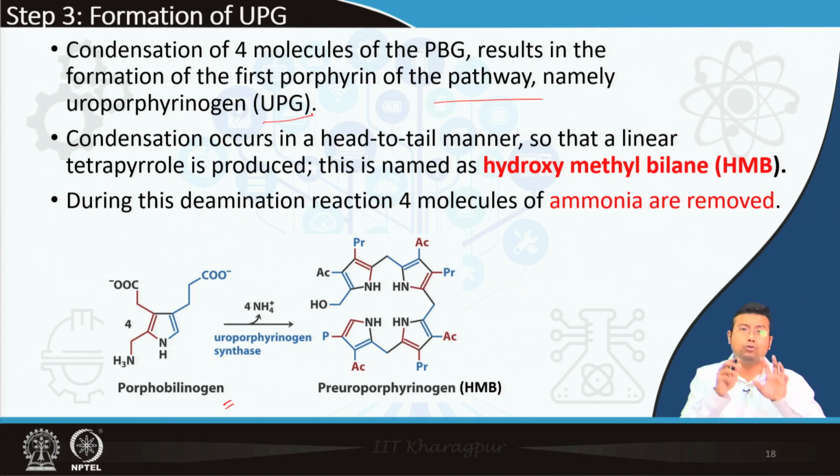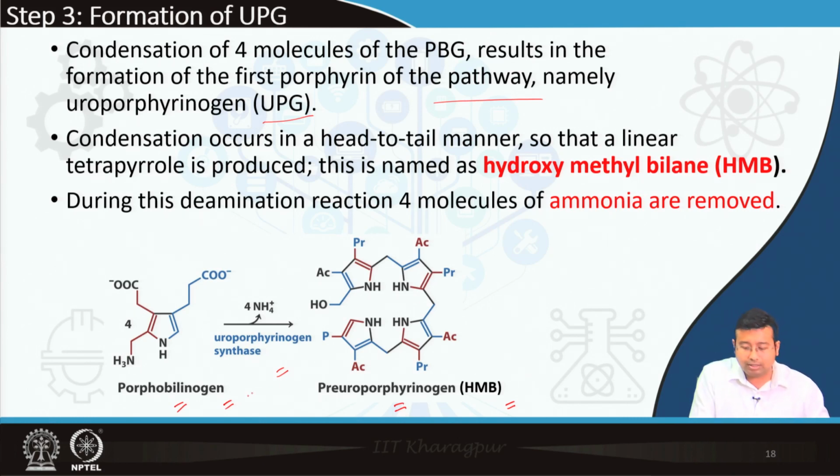Okay. Uroporphyrinogen is a cyclical compound, this is not yet cyclical. You can see the enzyme uroporphyrinogen synthase, actually the 4 porphobilinogen combine in such a way so that a linear tetrapyrrole ring is formed, it is not yet cyclized. This is known as hydroxymethyl bilane or pre-uroporphyrinogen, HMB. This enzyme is also often known as hydroxymethyl bilane synthase, HMB synthase. We will be discussing in detail again in porphyria, so do not worry.